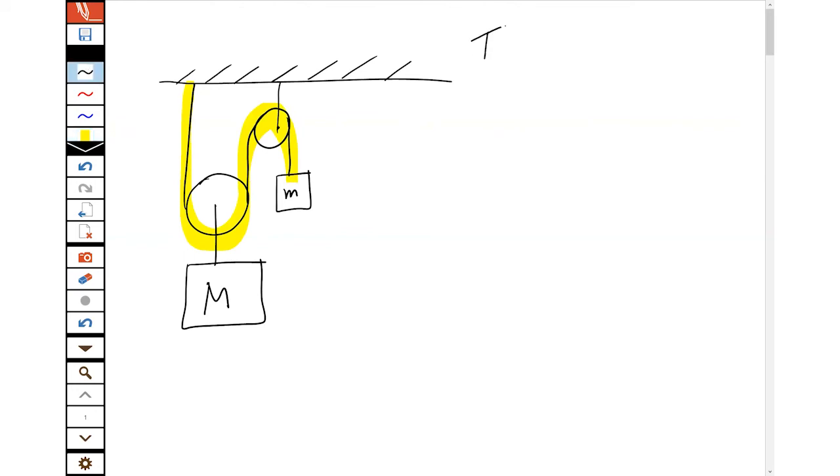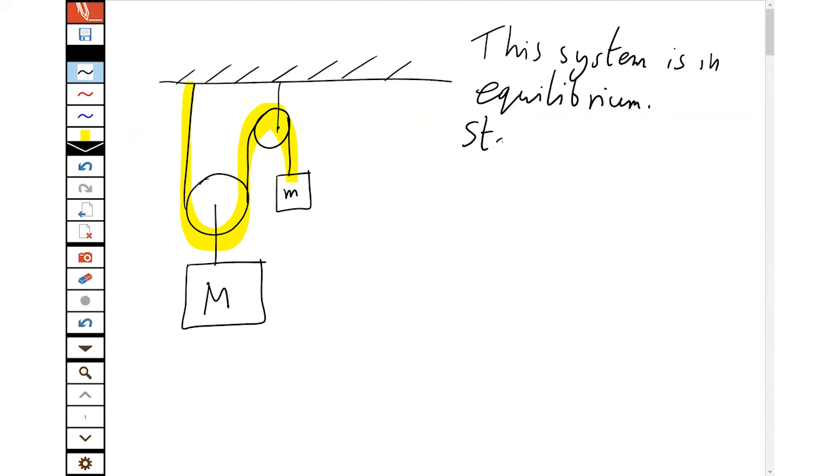So this system is in equilibrium. State m large in terms of small m. Well, you get a thing like that, you just break it up into words.